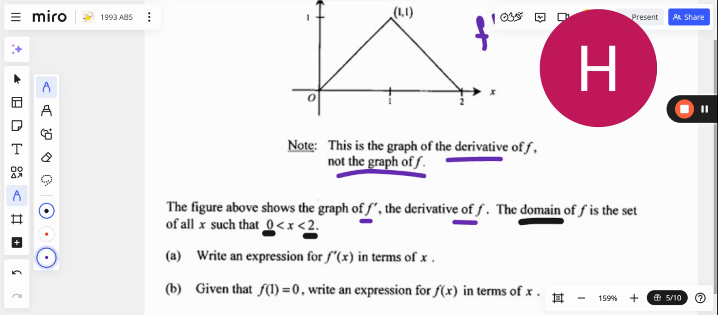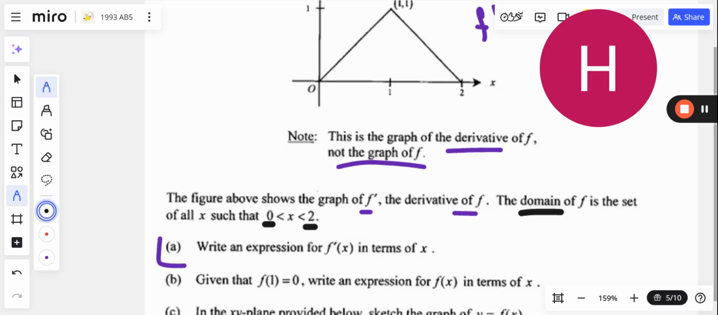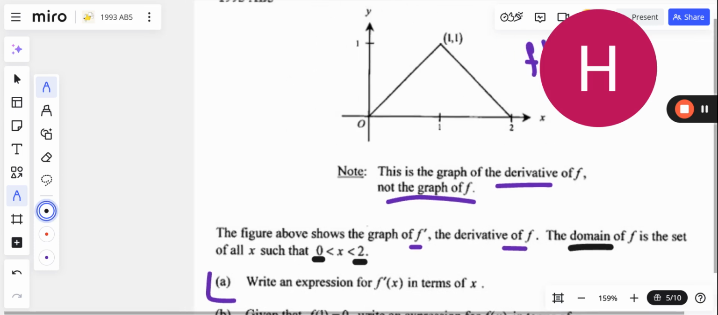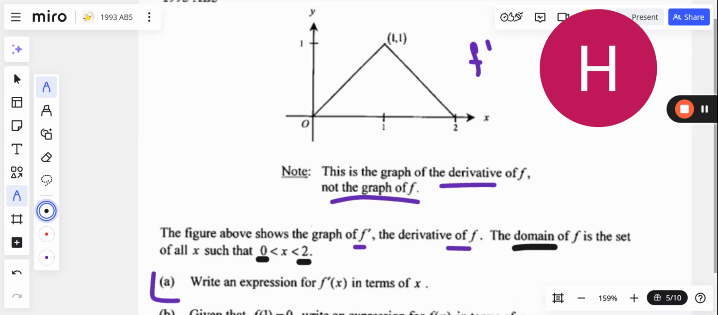Okay, part A, really easy. Write an expression for f prime in terms of x. So this is pretty clearly just an absolute value function. If you can't see that that's an absolute value function, you definitely need to go back a little further than I would have expected to review that.